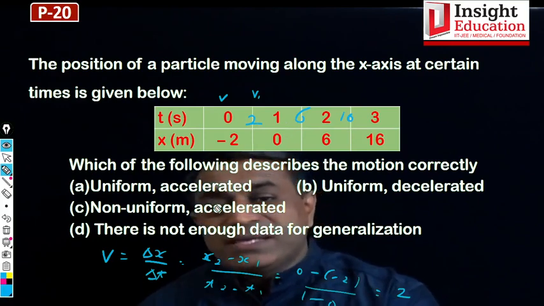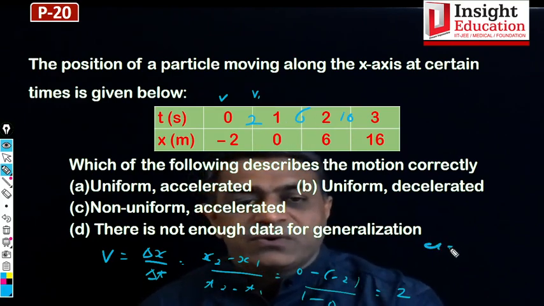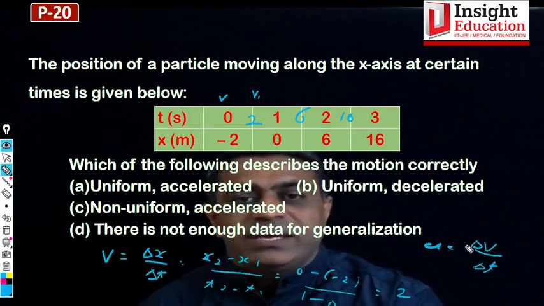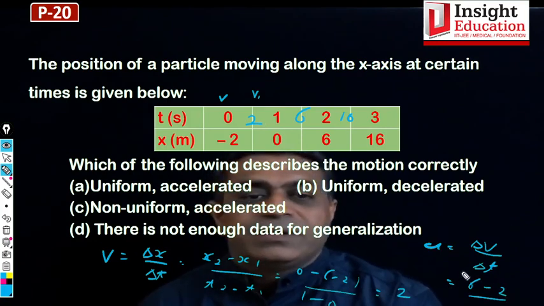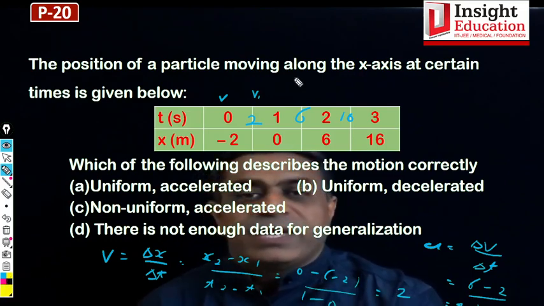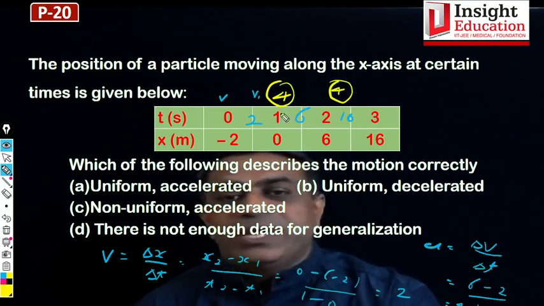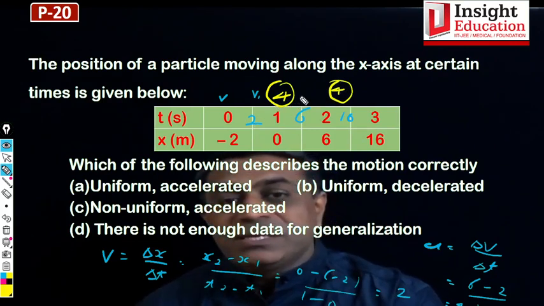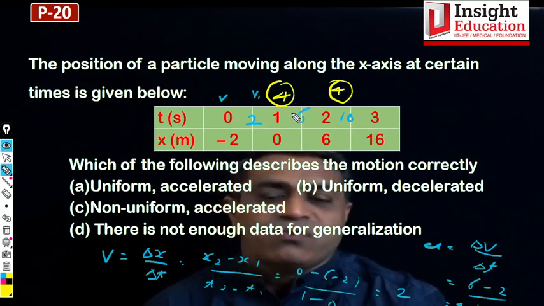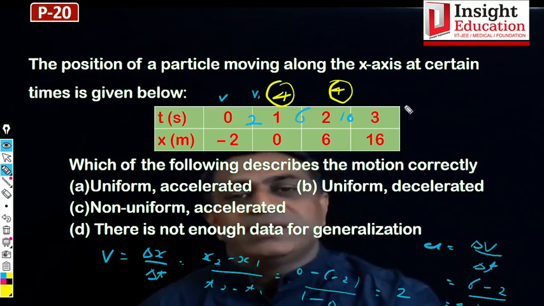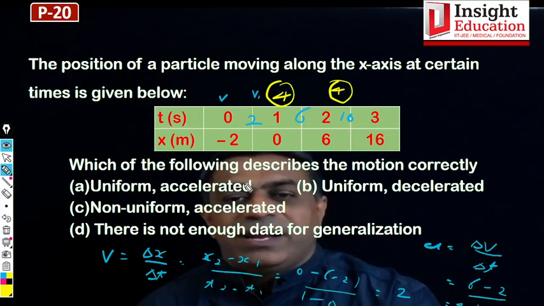Now if we calculate acceleration, a is equal to delta v by delta t. So delta v by delta t is 6 minus 2 over 1, so the initial acceleration is 4. In the second case, 10 minus 6 over 1, so again 4. It means acceleration is constant. In each second, velocity increases by 4 meter per second: 2, 6, 10, 14. It means uniform accelerated motion.